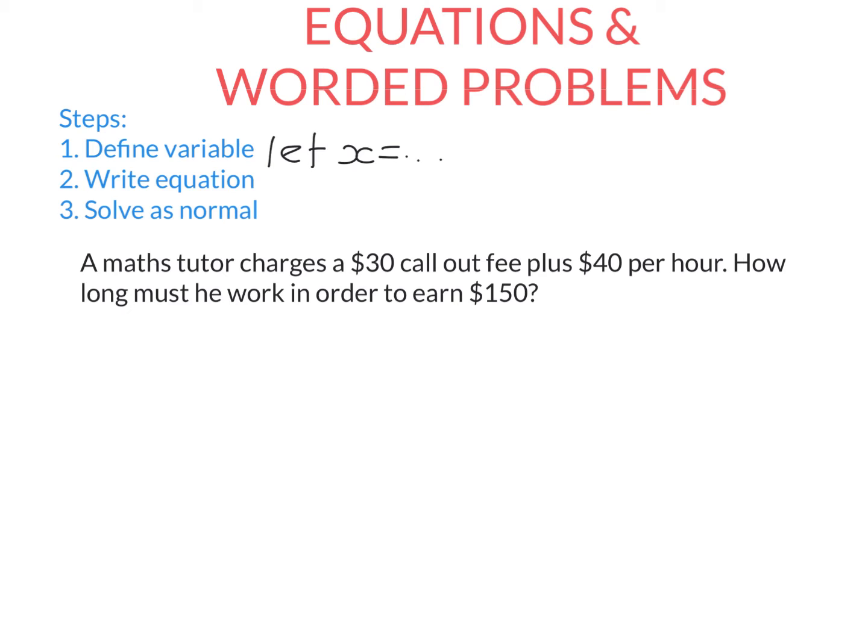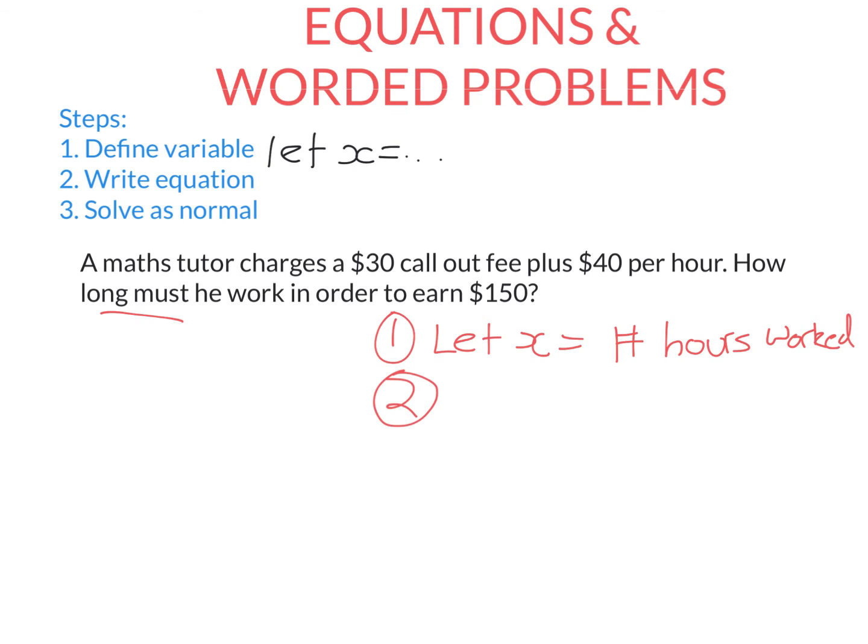All right, let's look at a worded problem so you know what I'm talking about. So let's say a maths tutor charges $30 call-out fee plus $40 per hour. How long must he work in order to earn $150? So this is not an easy one to do. We're going to follow these steps. The first step is let x equal what you're trying to find. So here we are trying to find how long, in other words, how many hours. I'm going to let x be the number of hours worked. That's what it means to define a variable. So step one is done.